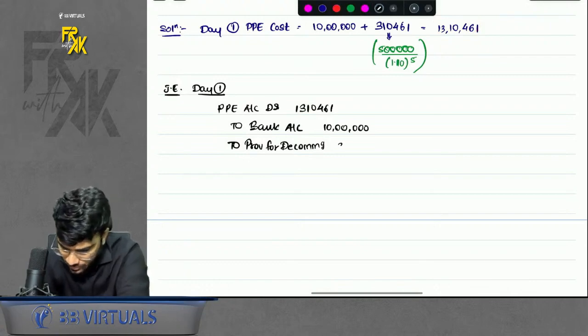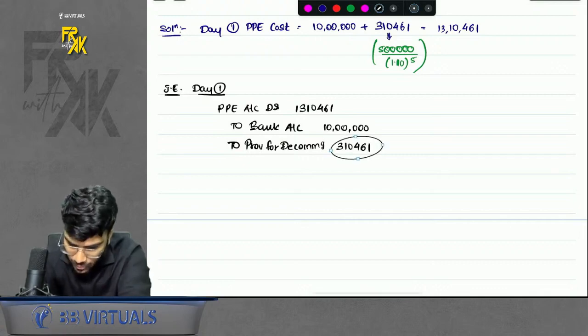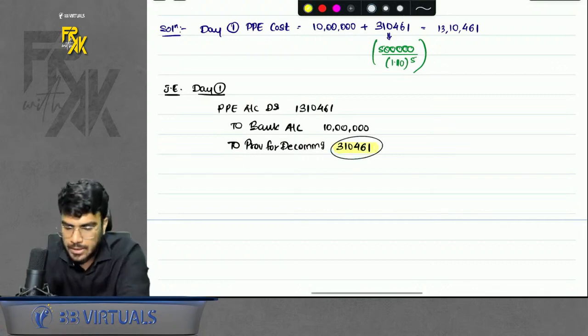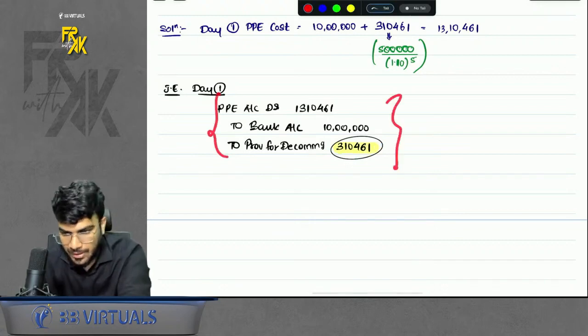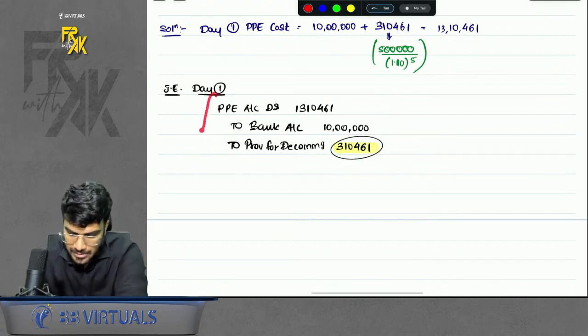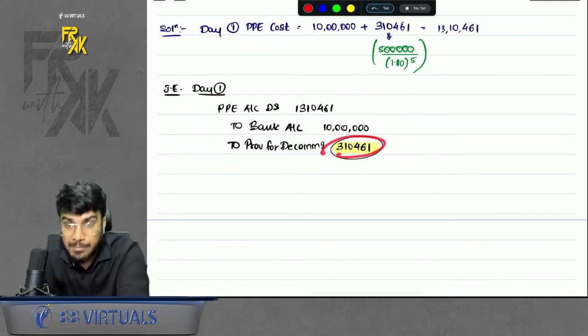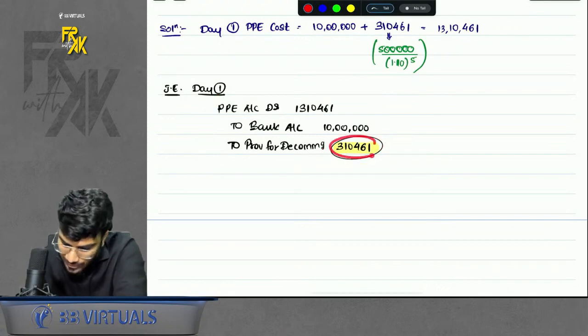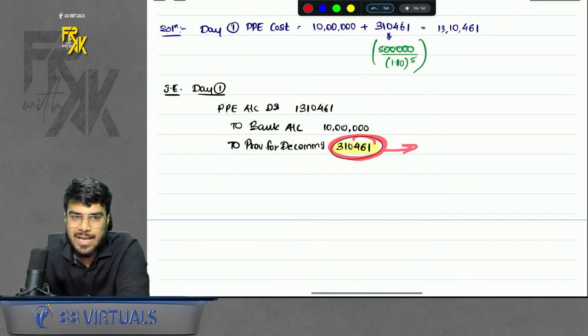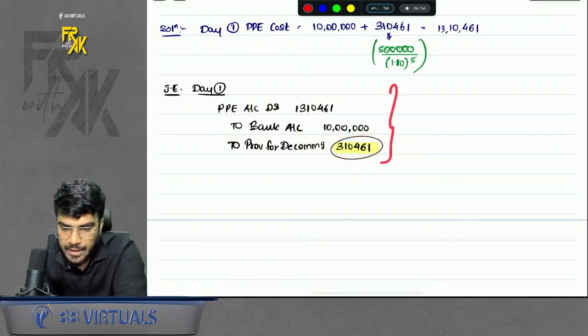So 3,10,461 will be your amount of provision. This is the entry which you will pass on day one. Ideally, this doubt won't arise on day one, but maybe after passing the entry, you will visualize, oh yes, sir, we have to create a liability also. Why? Because you haven't made the payment for this as of now. Okay, so this was the day one entry.